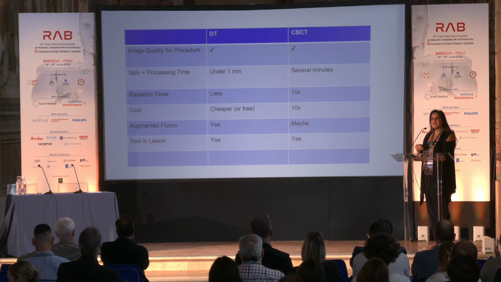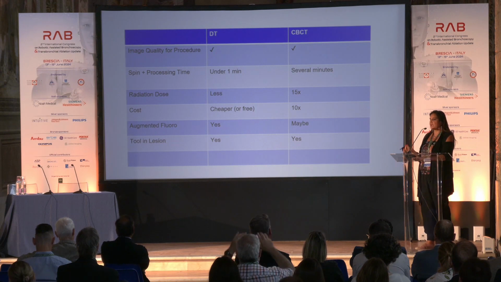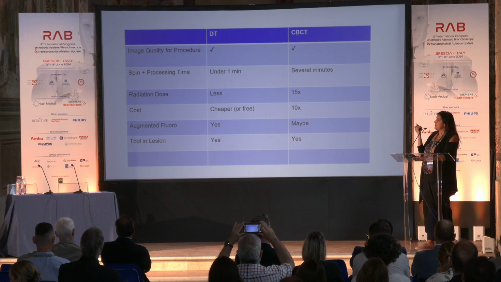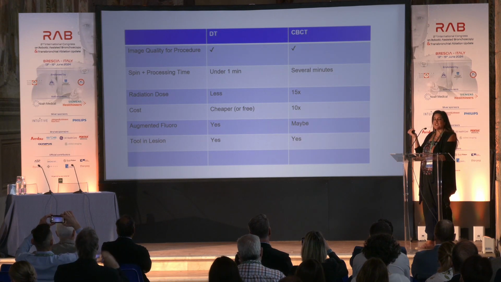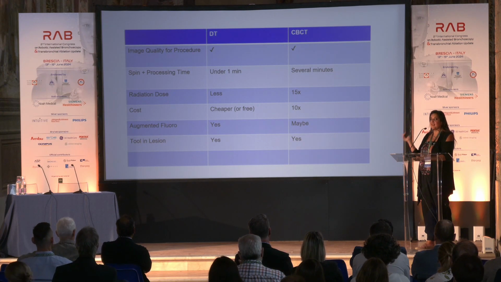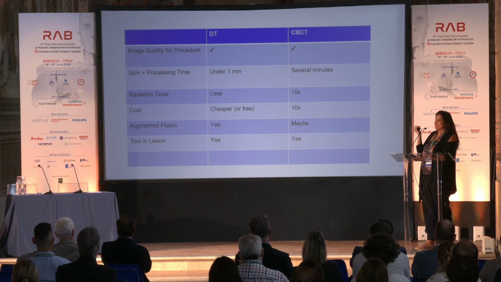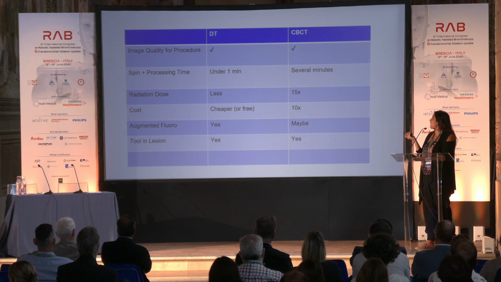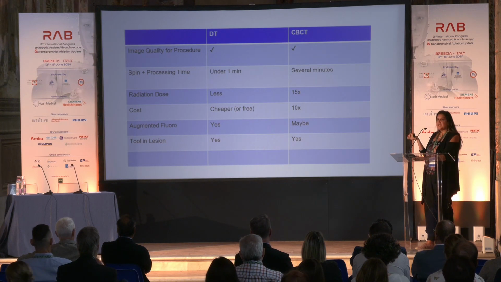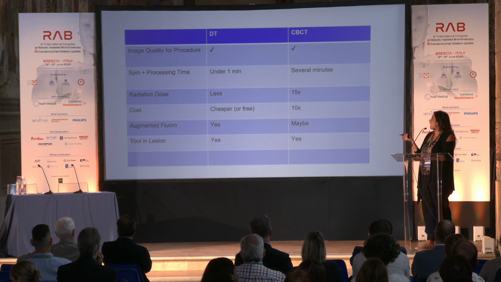So if you compare the two to decide which one is better, I think I showed you the image quality for both, pretty good. Spin and processing time, digital tomo, less images, lesser spin, under a minute. Cone beam CT, I have a SIOS. It takes a couple of minutes for you to update your imaging. Obviously, you're going to have less radiation with tomo. Cost is obviously going to be cheaper. You're going to use the fluoroscopy machine you have.